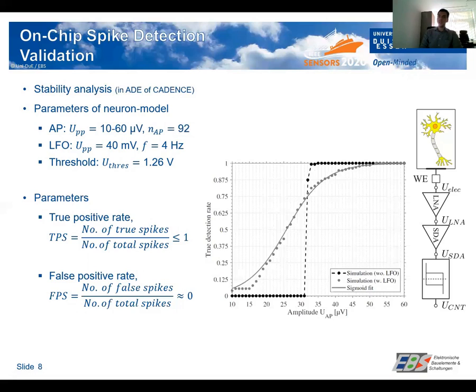The next simulation step is the stability analysis to determine the true detection rate, in which the amplitude of the action potential has been switched from 10 microvolts to 60 microvolts. Also, the influence of the oscillation has been enabled and disabled. And the result shows that in both cases, a true positive rate of nearly 1 can be reached with amplitudes higher than 52 microvolts. And the false rate is constantly 0.